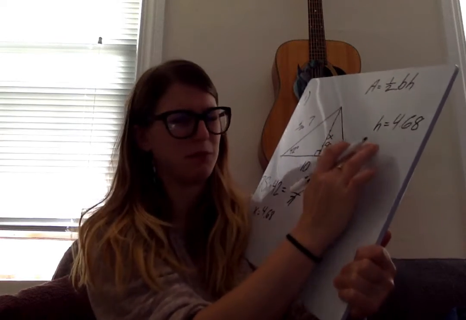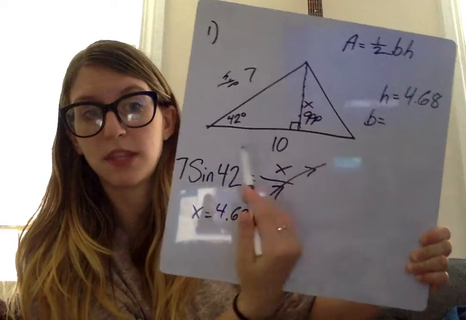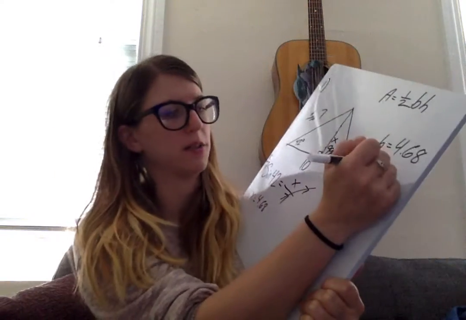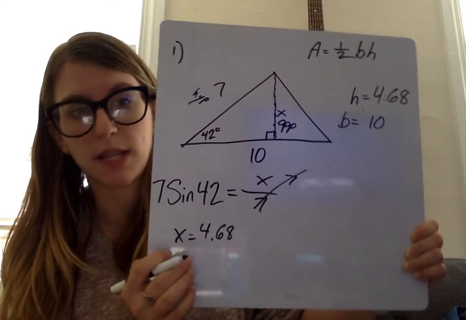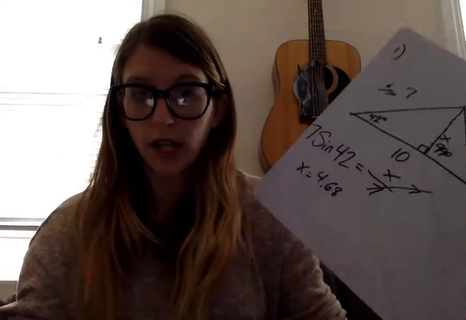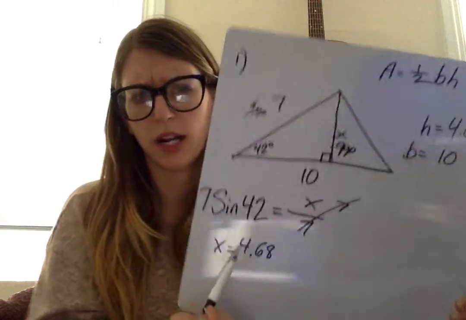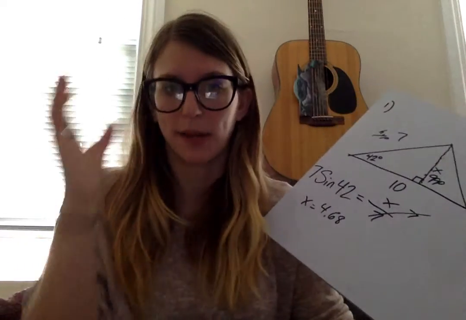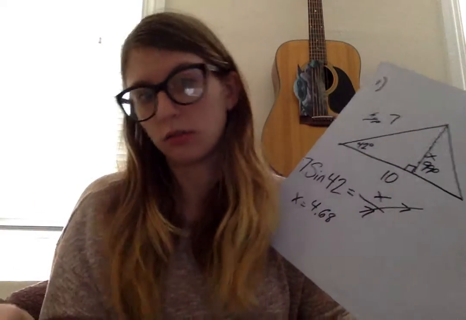And my base is going to be this 10. That's when 10 actually matters. My height's 4.68. My base is 10. And I'm going to use this formula here to find the area. So the first assignment is just finding the height. So if you got here, you'd be done. But the second assignment, I did kick it up a notch. I'm making you find the height and also the area.